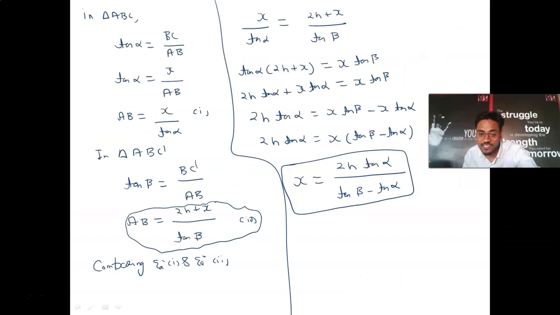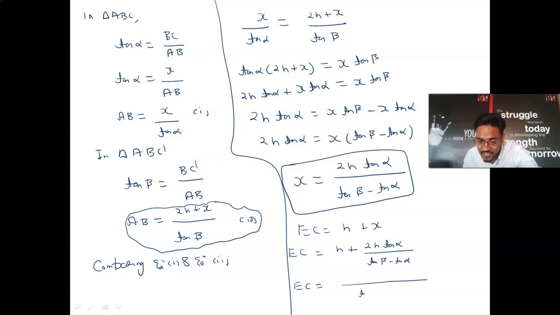So EC is h plus x. So I have to add h also. So h plus, if I use the value of x as calculated above, it will be 2h tan alpha upon tan beta minus tan alpha. Now students, I just need to simplify this and I would get the required result. See, let me take tan beta minus tan alpha LCM.